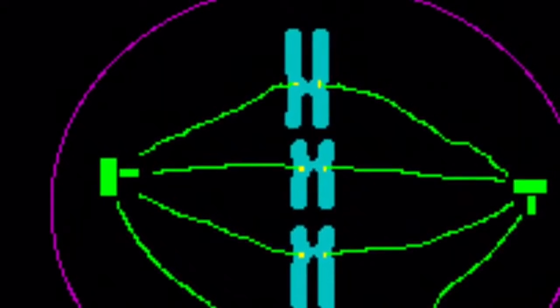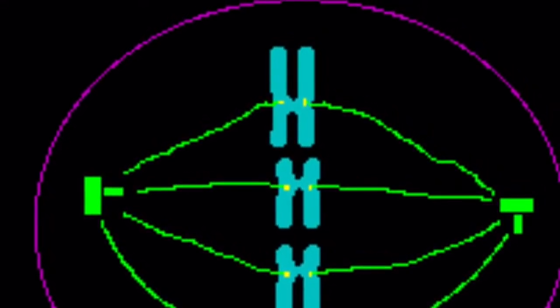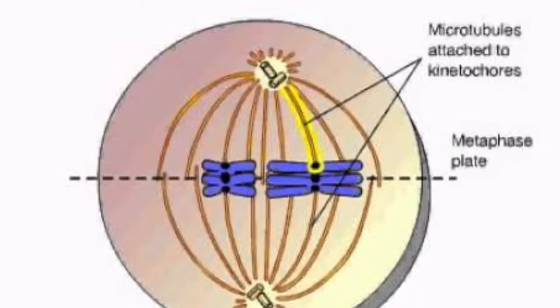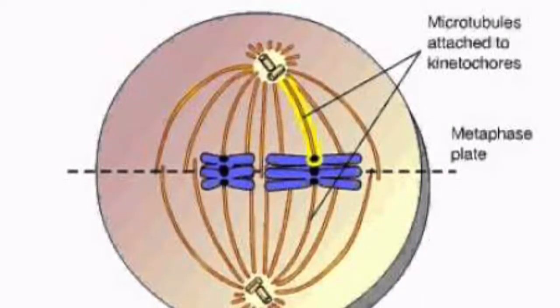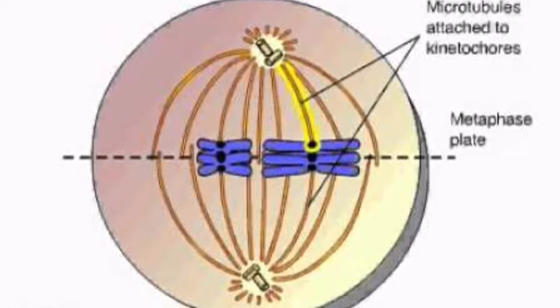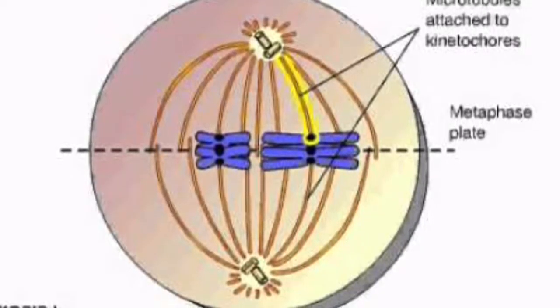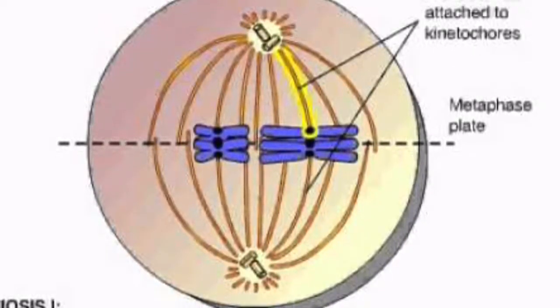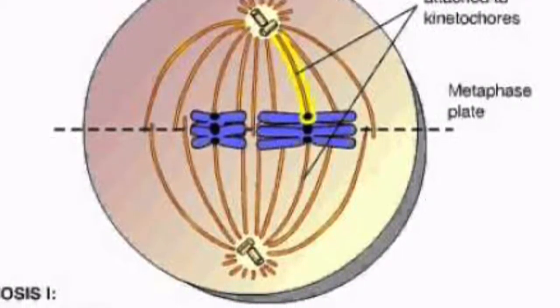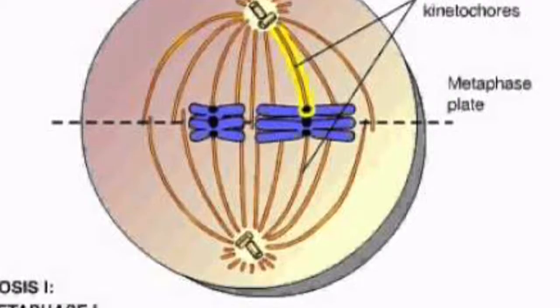In metaphase, the centrosomes are at the opposite ends of the cell, the poles. The chromosomes are lined up at the metaphase plate, an imaginary line equidistant between the two poles. The centromeres of the chromosomes are lined up with one another. The chromatids of each chromosome are attached to the microtubules which form the spindle.